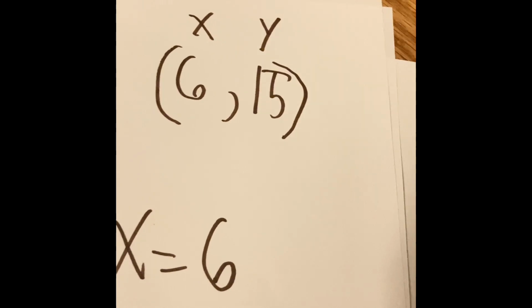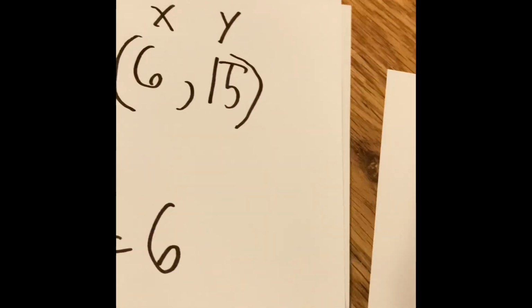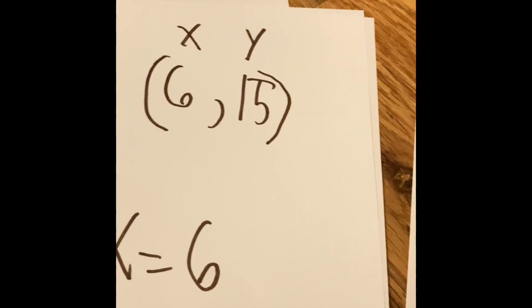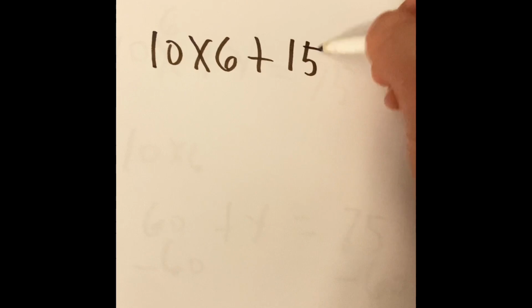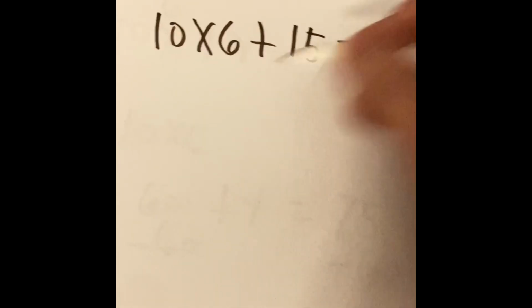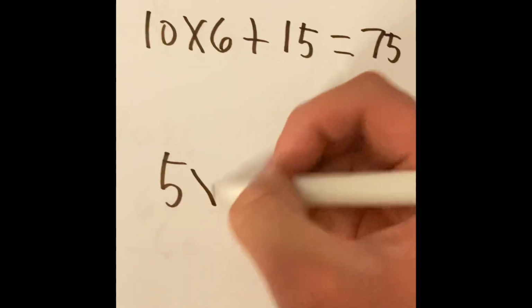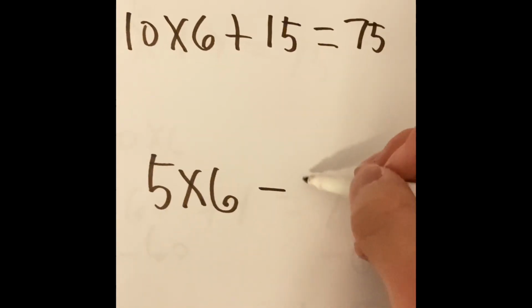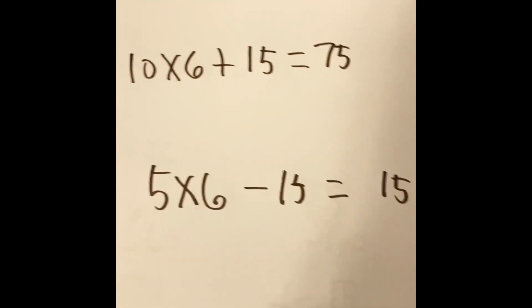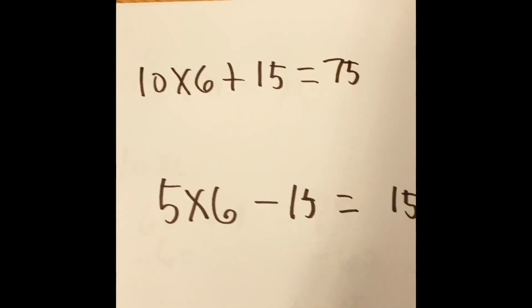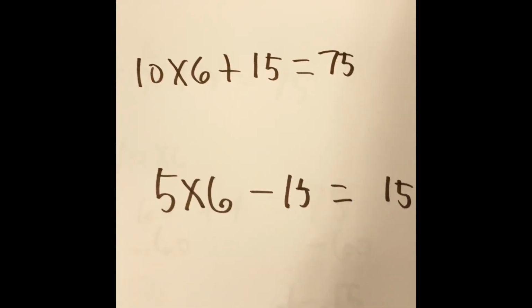But wait, what happens if you never had that graph in front of you, or you never had a graphing calculator? That's when your teacher wants you to fact check it. So we're going to put everything in its standard form, like 10 multiplied by 6 plus 15 is going to equal 75. And we're also going to do 5 multiplied by 6 minus 15 should equal 15, because it will help your teachers understand if you understand it and if you got the question right, because this might be on a quiz.